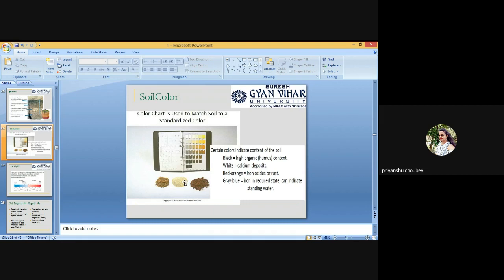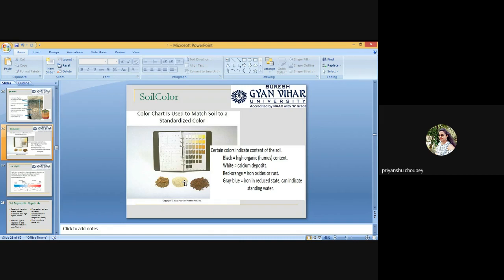The value refers to the relative lightness or darkness of a color, the amount of reflected light, a value of 0 being black. If the value is 0, it means the soil color is black. Maybe it is light in color, and maybe sometimes dark in color. The chroma represents the purity of the dominant color, the strength of a color, a chroma of 0 being a neutral gray color.